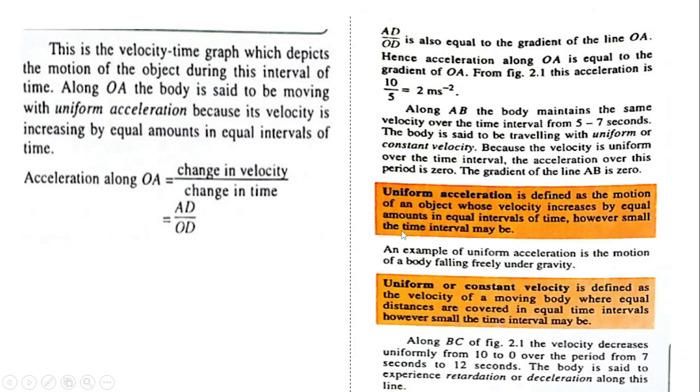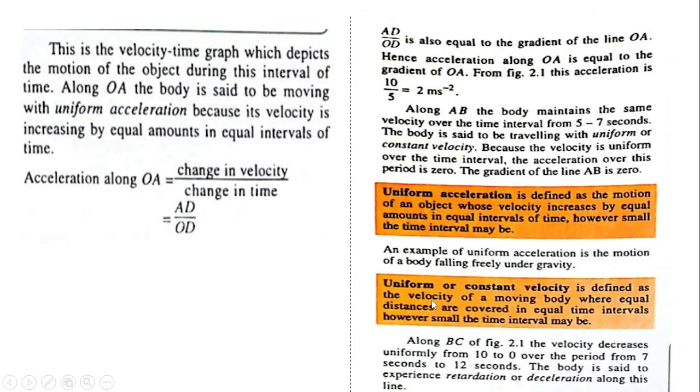We stated this already. An example of uniform acceleration is the motion of a body falling freely under gravity. Uniform or constant velocity is defined as the velocity of a moving body where equal distances are covered in equal time intervals, however small the time interval may be.